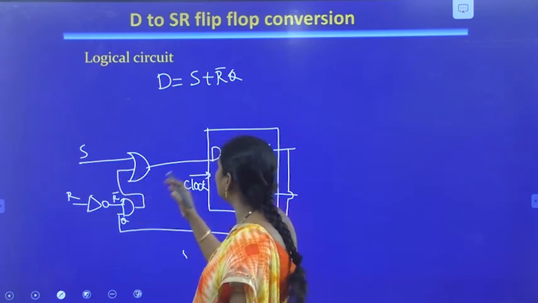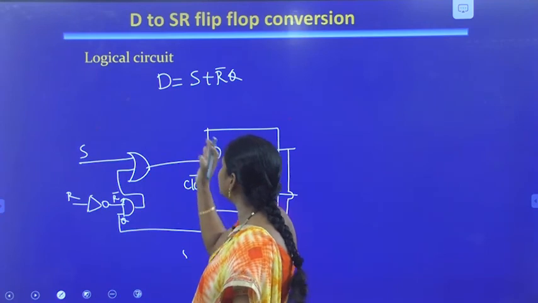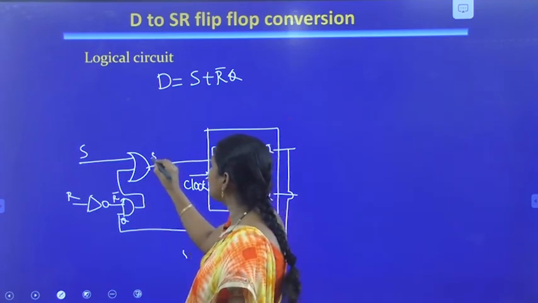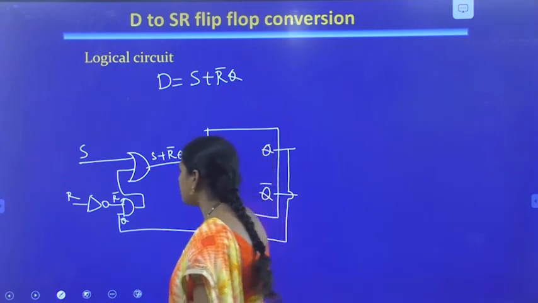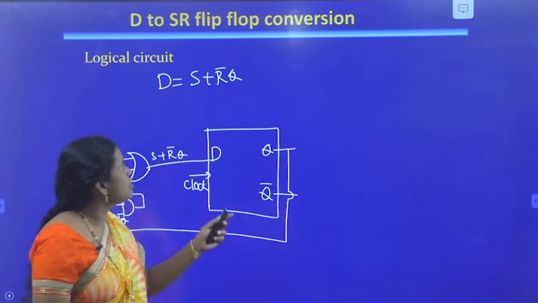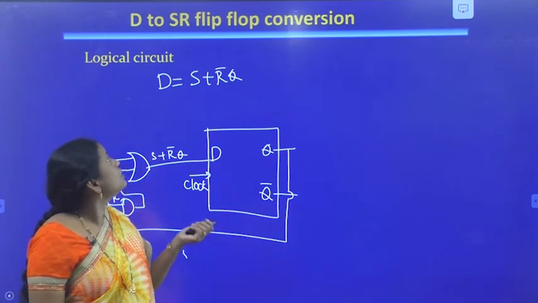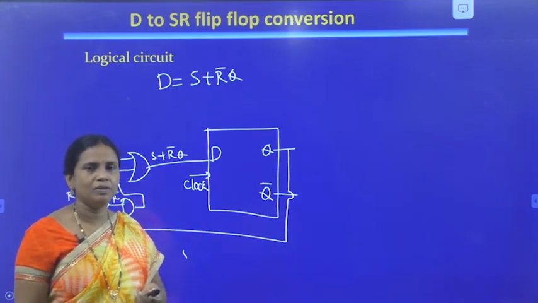So the flip flop input D is nothing but S plus R bar into Q. So we can write S plus R bar Q. Okay, so this is the logical circuit for the conversion of D to SR flip flop.